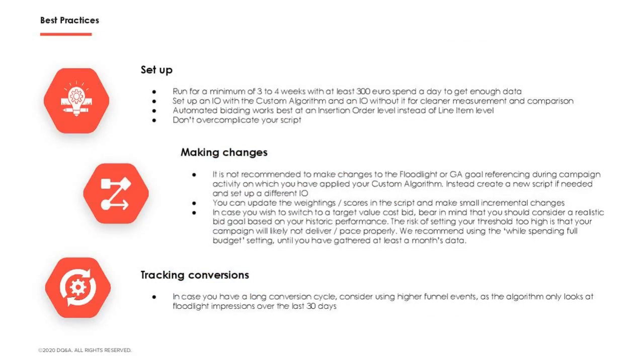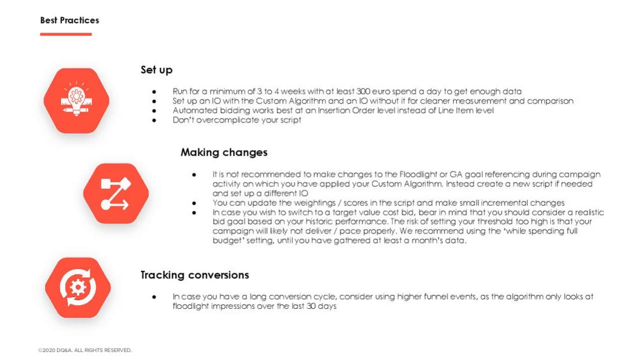So first of all, for the setup. Rule of thumb is to run for a minimum of 3 to 4 weeks with at least €300 spent a day to get enough data. Imagine if you're using any particular conversion and you're getting, for example, only 10 conversions in the last 30 days. That still means that you would need to meet the thresholds that you would regularly have when you're using automated bidding. The same principle applies actually to custom bidding.